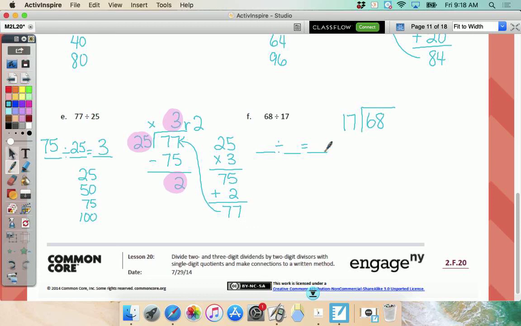Okay? What's close to 17 that I could skip count by easily? 15. Okay? So I want to change this divisor to 15. Skip count. Now, when I skip count by 15s, it goes 5, 0, 5, 0, 5, 0. So that's nice. Tell me if I'm doing this right.